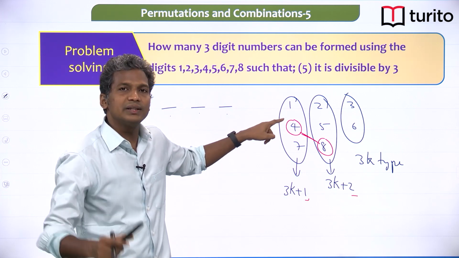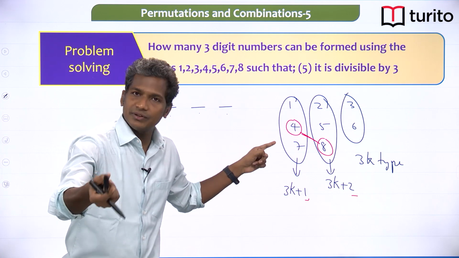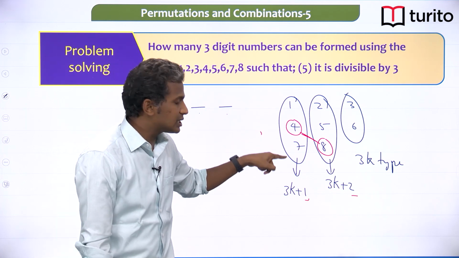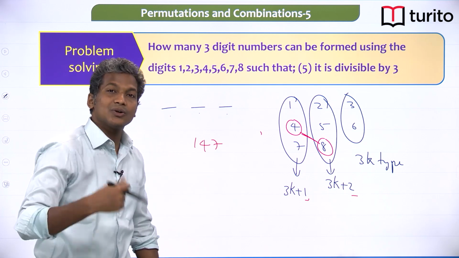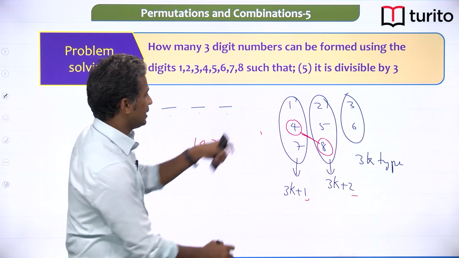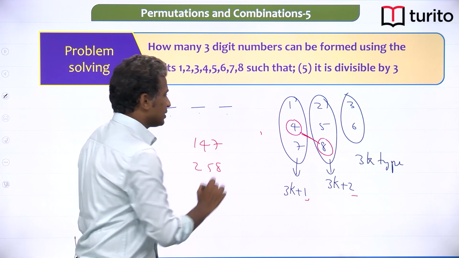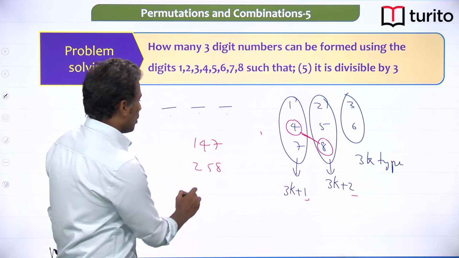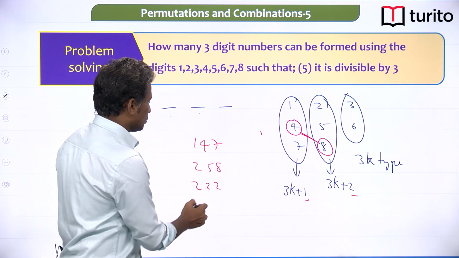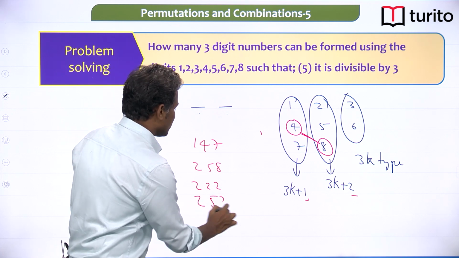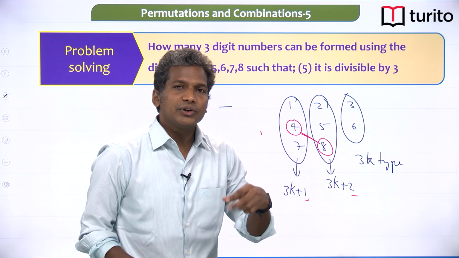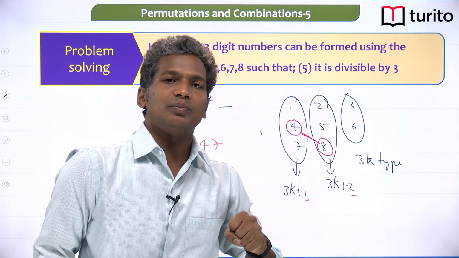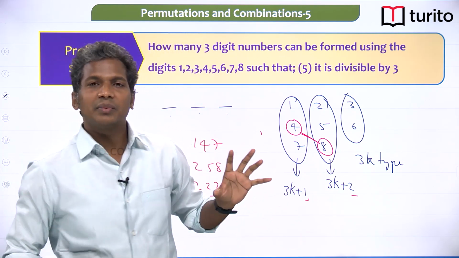So if I take 1 three times, 1 1 1, it is divisible by 3. 1 4 7 is also divisible by 3. Similarly, 2 5 8 is also divisible by 3. Or 2 2 2 is divisible, 2 5 2 is also divisible. So this way you can understand that if you take all 3 digits from the same group, then they are still divisible by 3.